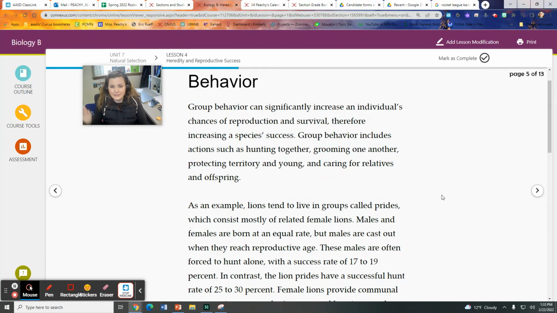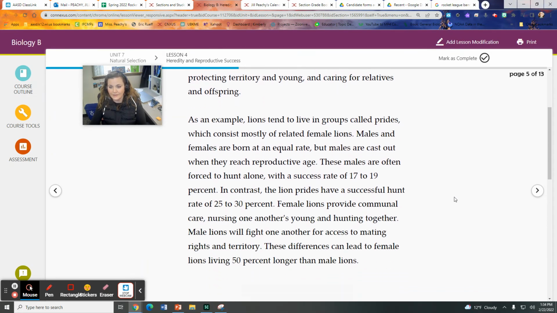And then the last chunk that they talk about here is group behavior and how group behavior can increase an individual's chance of reproduction and survival, which therefore increases the species' success. I think we talked about this before already. Types of group behaviors include actions such as hunting together, grooming one another, protecting territory and young, and caring for relatives.